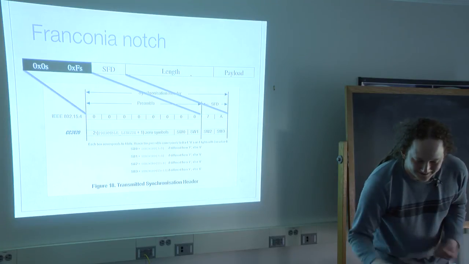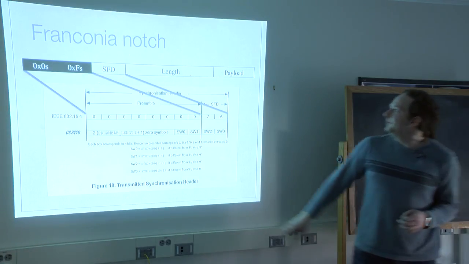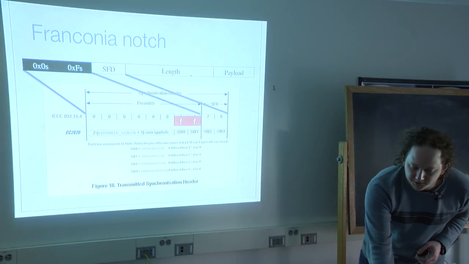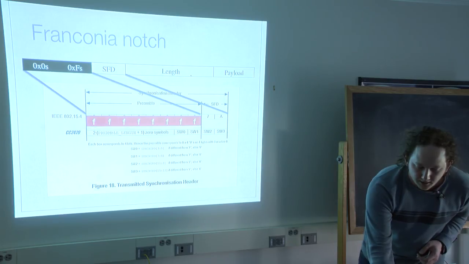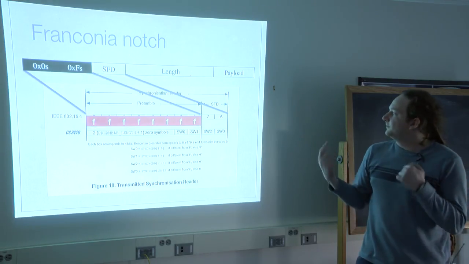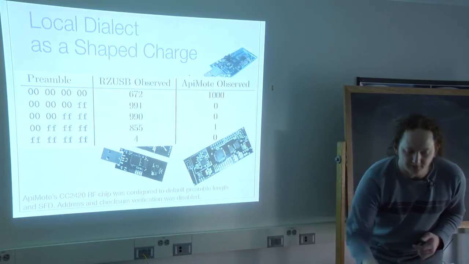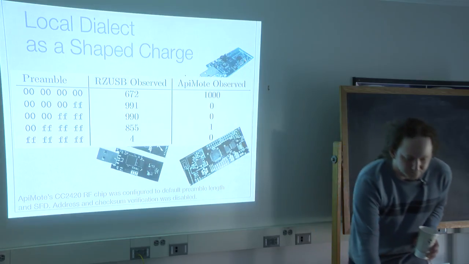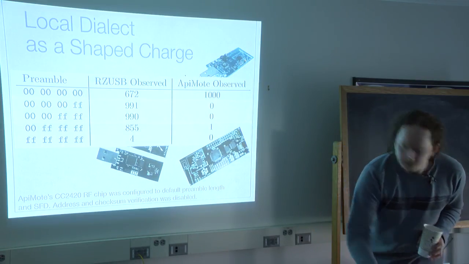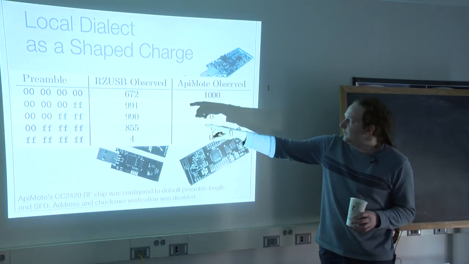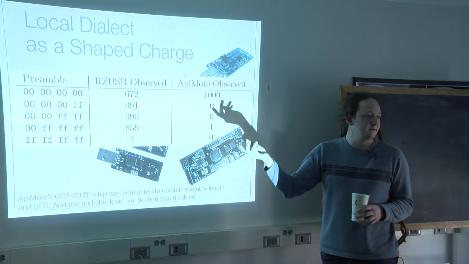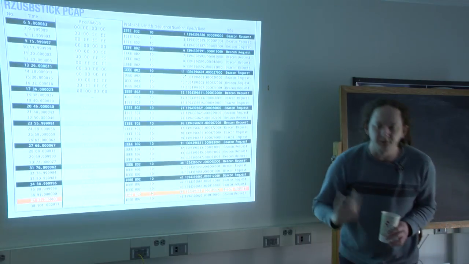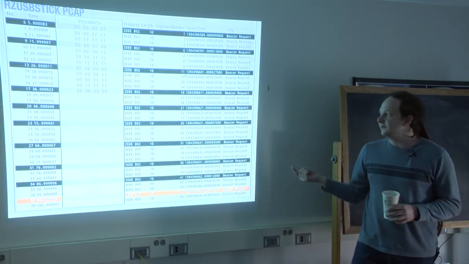We also have another style called the Franconian bridge. So for the Franconian notch, we just take these zeros here and we replace them with Fs, or maybe more Fs. And then we measure the responses to see how the different chips react to this. And that allows us to discriminate between particular receivers. And so we can use that to transmit just to the Raven while ensuring that the AP mote sees nothing. We call these shaped charge attacks because we can transmit packets that are only seen by a particular receiver.